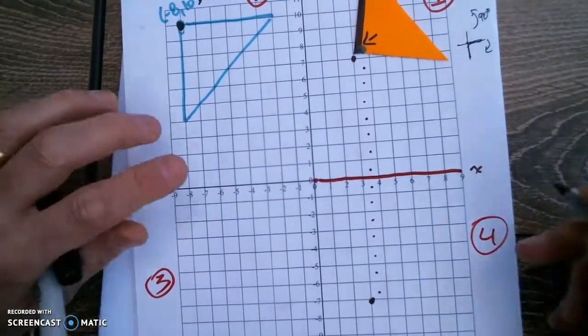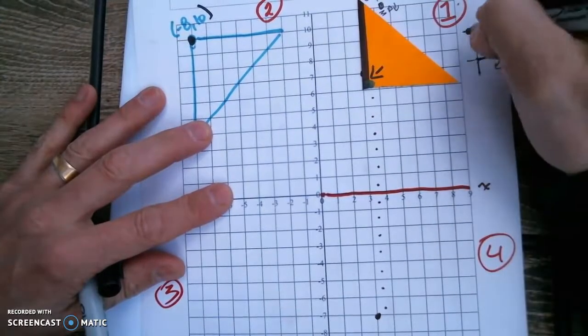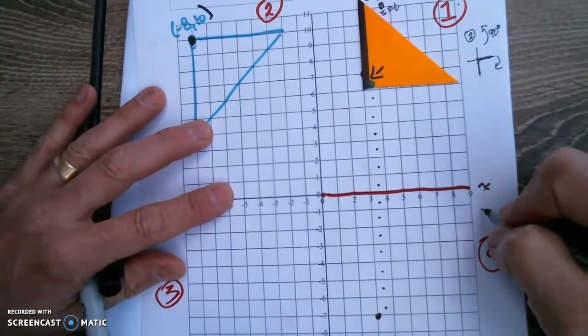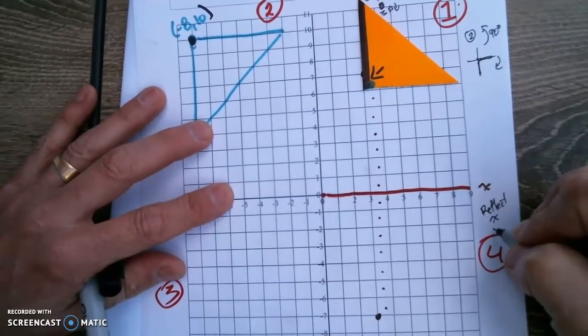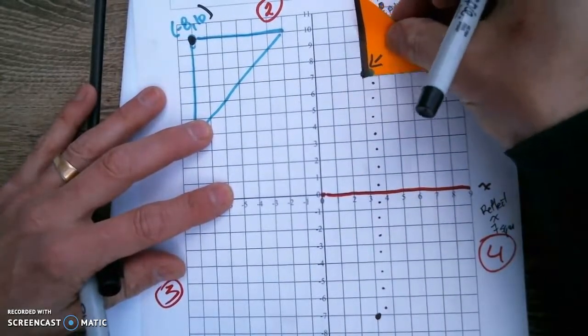This is the work you need to do before you shoot your video. The first thing I did was translate. Then I rotated 90 degrees counterclockwise. Now I'm going to reflect across the x-axis, which is 7 squares. So now I reflect it. You ready?